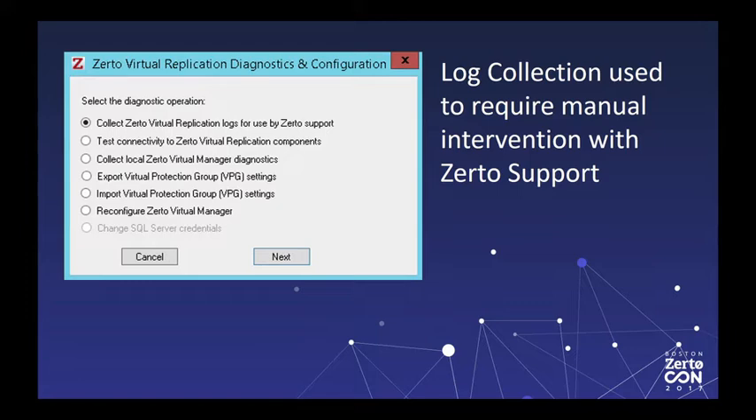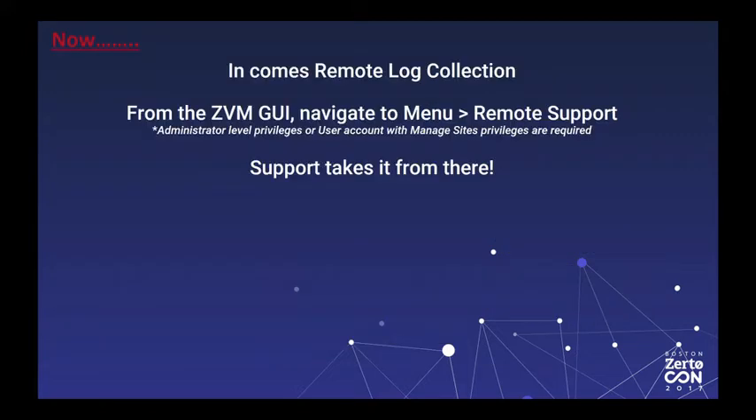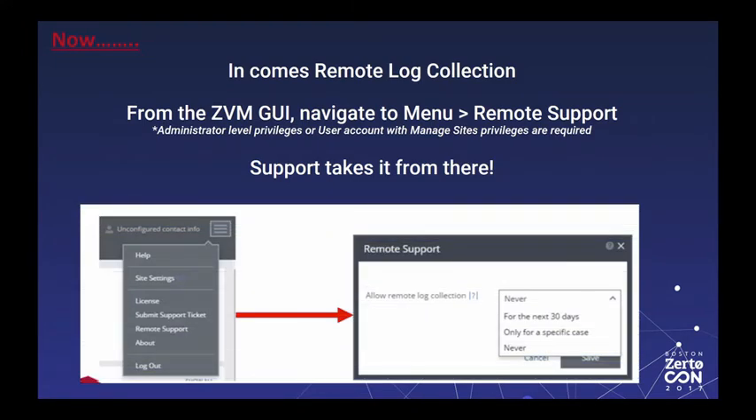This is how it looks in the Zero Diagnostics utility when we want to collect logs manually. You would put all this information in manually, so that's a lot of room for human error. And then in comes remote log collection to the rescue. From the ZVM GUI, all you do is click remote support, enable it per case or per 30 days, and voila, you take it from there.